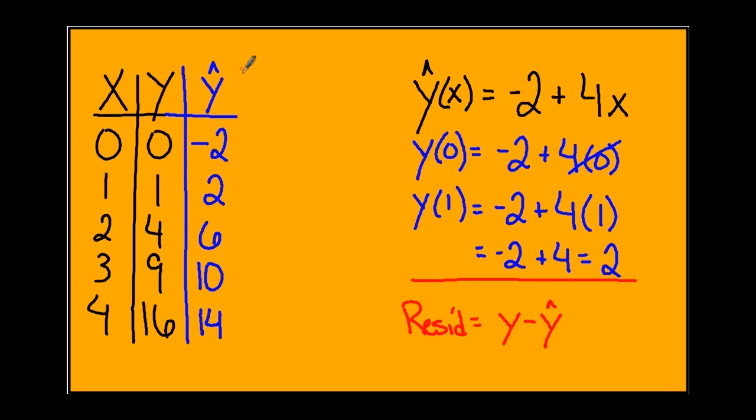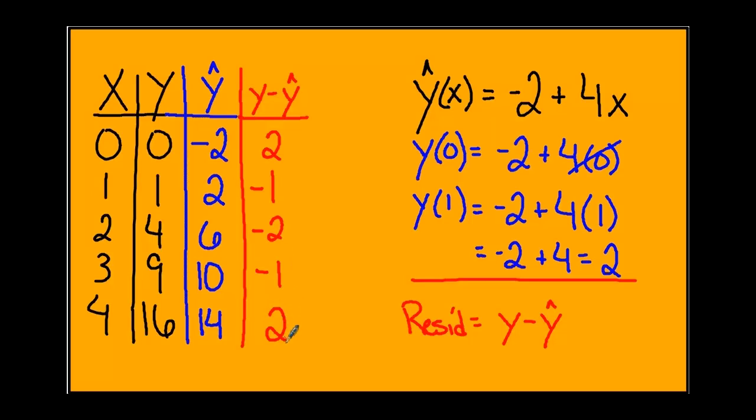We can come into our data table then, and we can create our residual column, y minus y hat. So I'm just going to work my way down here, taking the y value minus the y hat value, and these turn out to be my residual values. So this is manually how we would go about calculating the residual. Let's pull out our TI calculators and go through the process using the calculator.